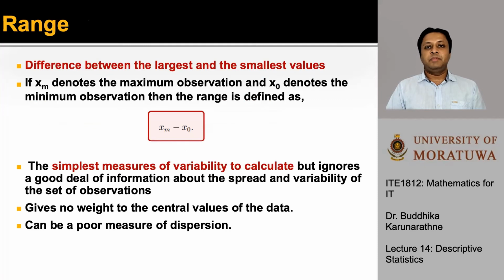You take the difference between those values and you arrive at the range. Very simple. So it is identified as the simplest measure of variability. But the problem with that is it ignores a good deal of information because it only considers the minimum and the maximum values. So it gives no weight to the central values of the data because it only considers the extreme values. So it is usually identified as a poor measure of dispersion. Sometimes we use it, but it cannot represent the whole picture about the data set.